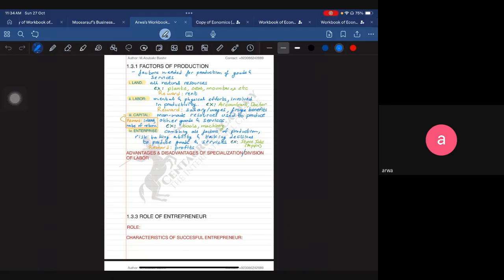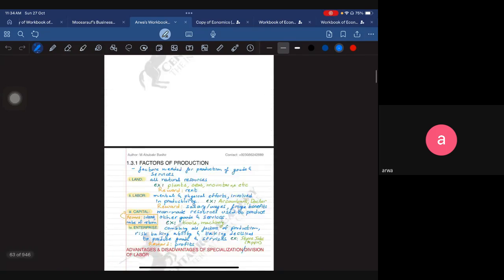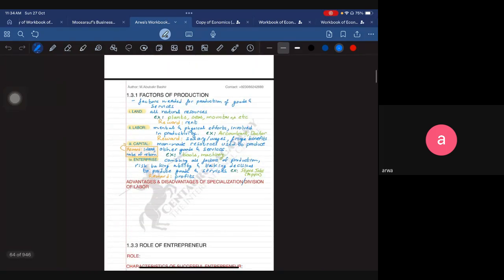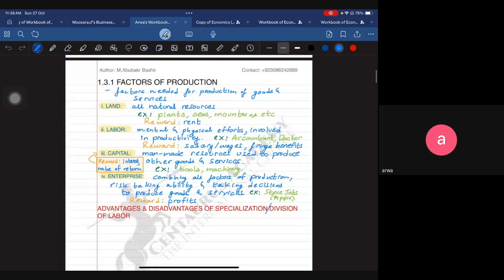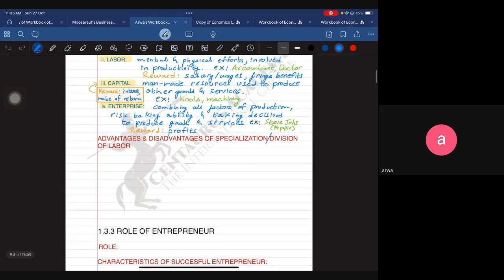Okay, so now we are going to continue with the chapter that we were doing, factors of production, right? Yes, sir. And we studied a bit of it in the previous class, where we talked about the factors of production, that is, the factors needed for the production of goods and services, which includes land, labor, capital, and enterprise. And we also talked about the rewards of providing land, labor, capital, and enterprise. Yes, sir. Now we are going to move on to the next topic, that is the advantages and disadvantages of specialization or division of labor.